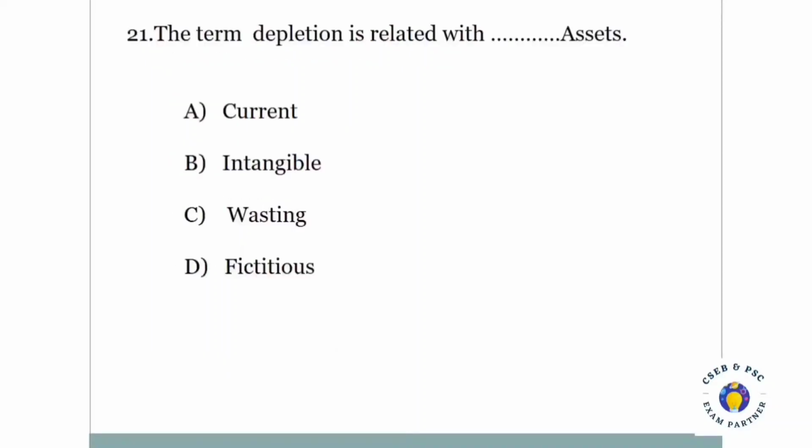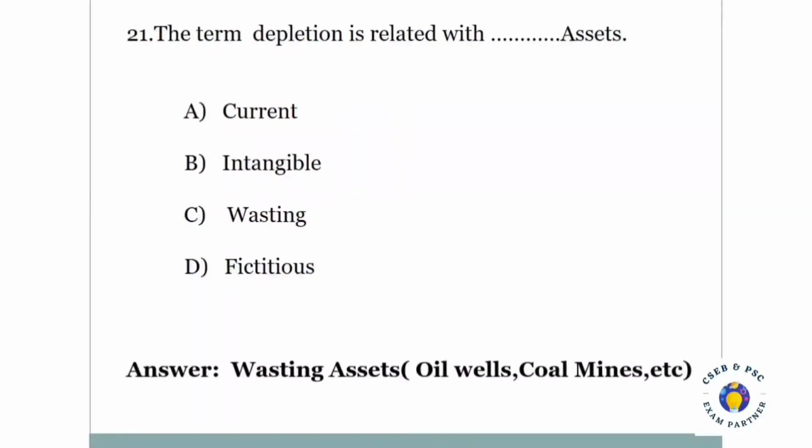Question number 21. The term depletion is related with the dash assets. Option A current, B intangible, C wasting, D fictitious. Answer is wasting assets.